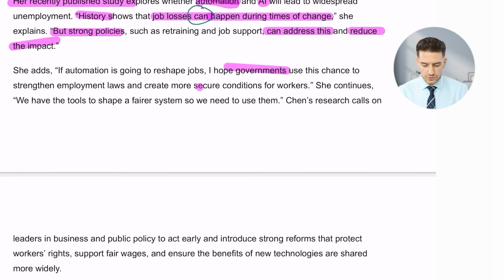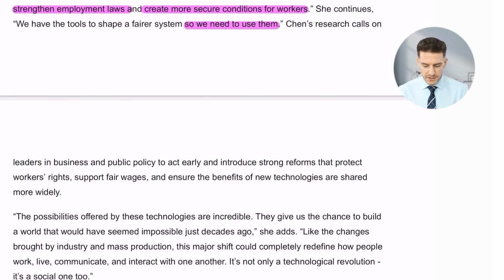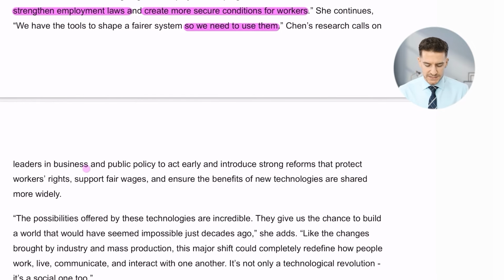Strengthen employment laws, create more secure conditions for workers. Okay. She continues, we have the tools, so we need to use them. Okay. Chen's research calls on leaders in business and public policy to act early and introduce reform. A reform is a change, and it normally makes things better.